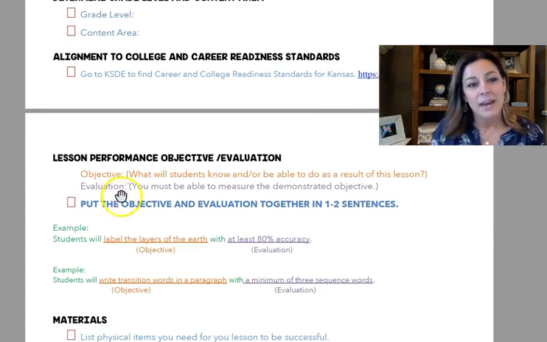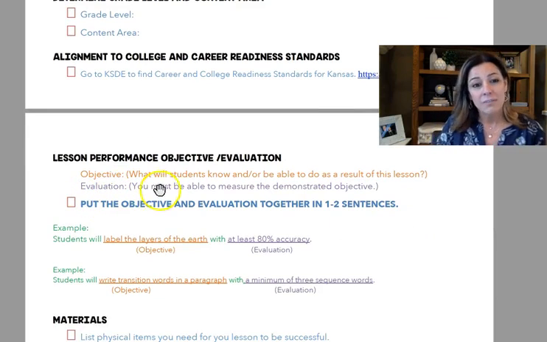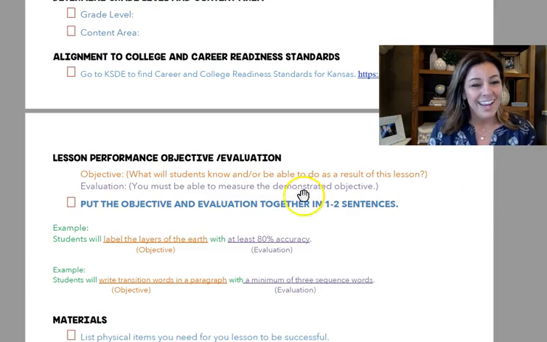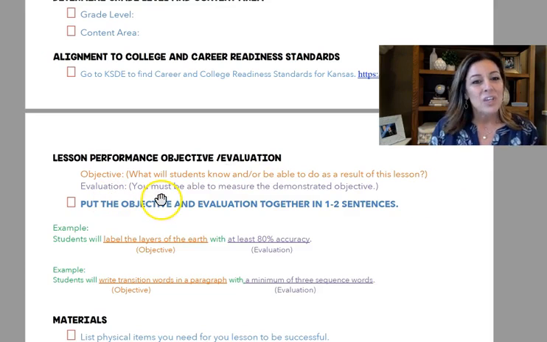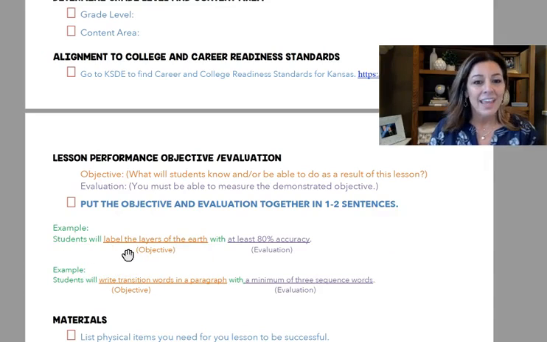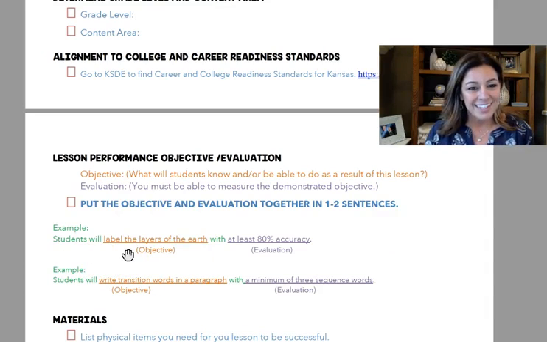So here we have, in orange, I have the objective, what will students know or be able to do as a result of this lesson, and the evaluation, you must be able to measure the demonstrated objective. And once you have those, you put them together in 1 to 2 sentences. So here is an example. Students will label the layers of the earth, there's your objective, with at least 80% accuracy.